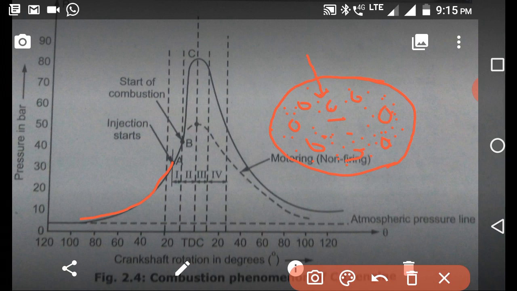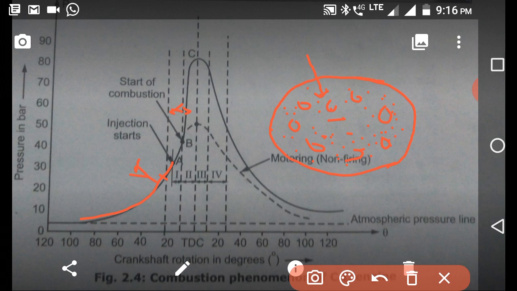This is the first stage of combustion in CI engine, from the injection of the first fuel droplet in the combustion chamber until the exact combustion of fuel occurs. So there is an ignition delay period, and this is indicated from A to B.